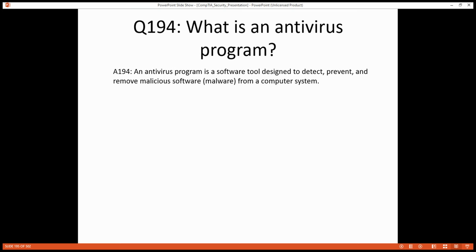Q194. What is an antivirus program? A194. An antivirus program is a software tool designed to detect, prevent, and remove malicious software, malware, from a computer system.